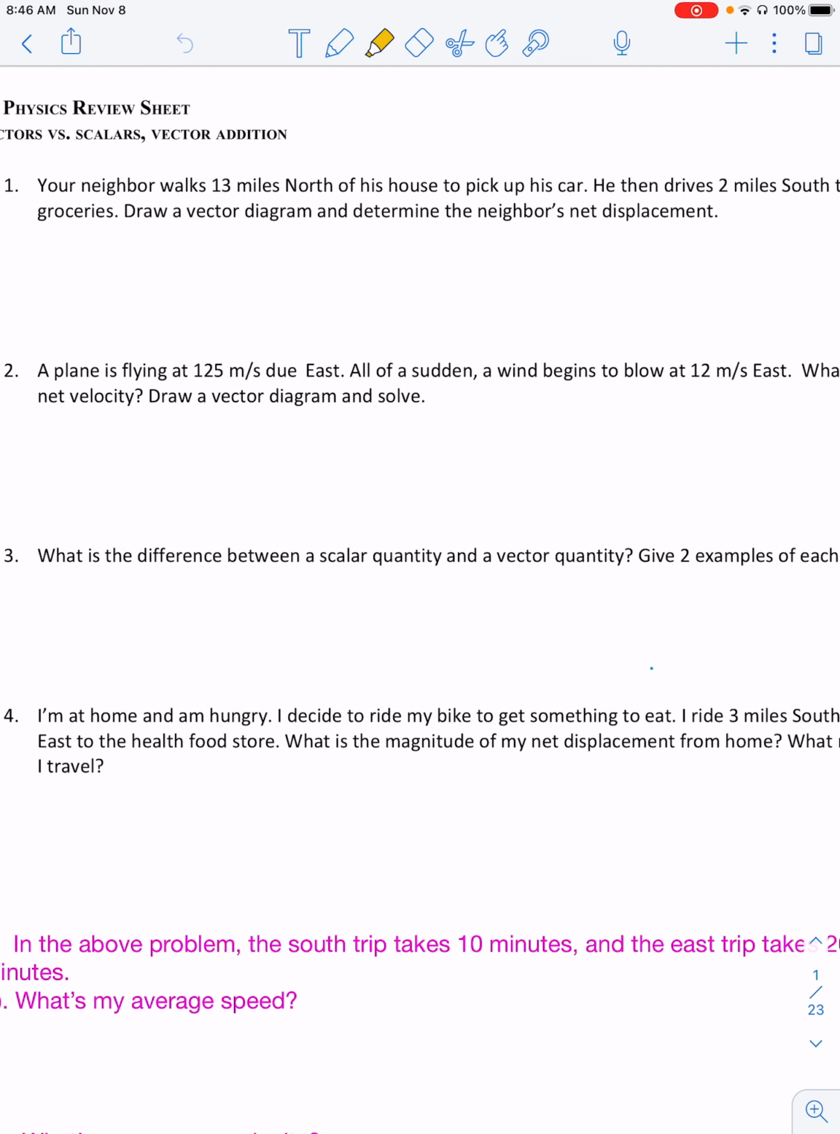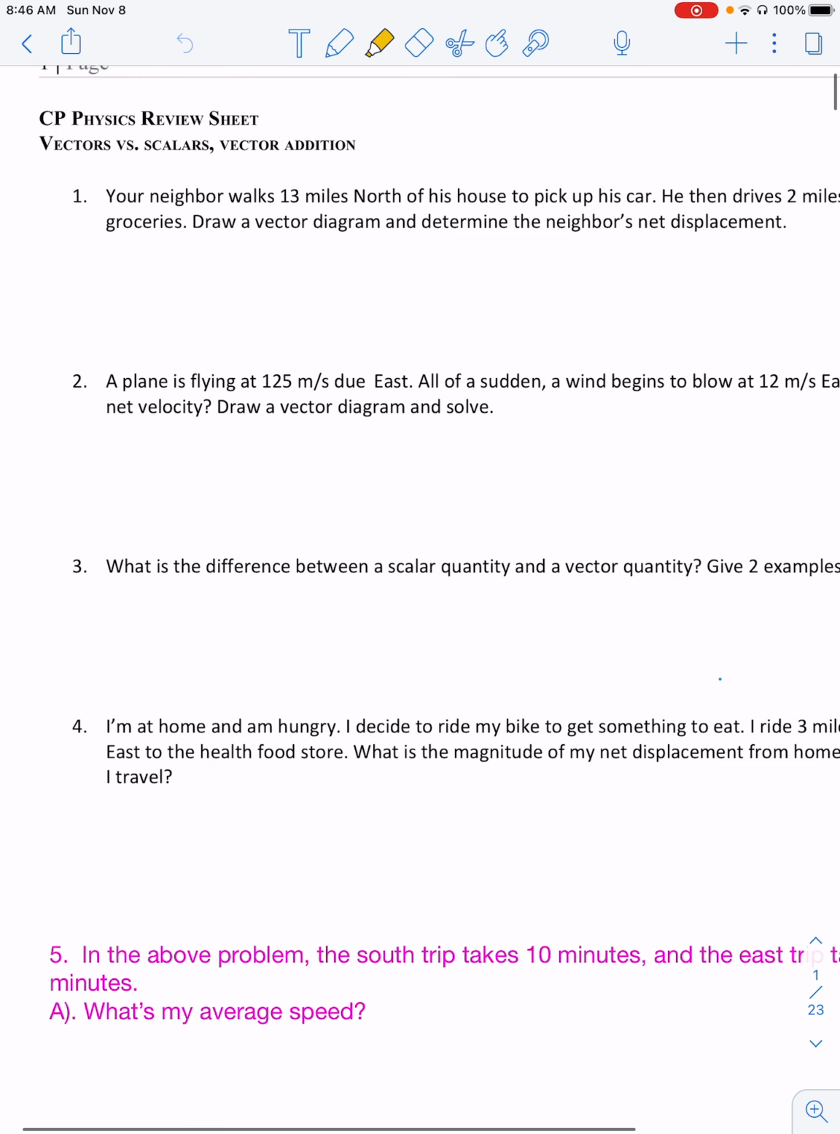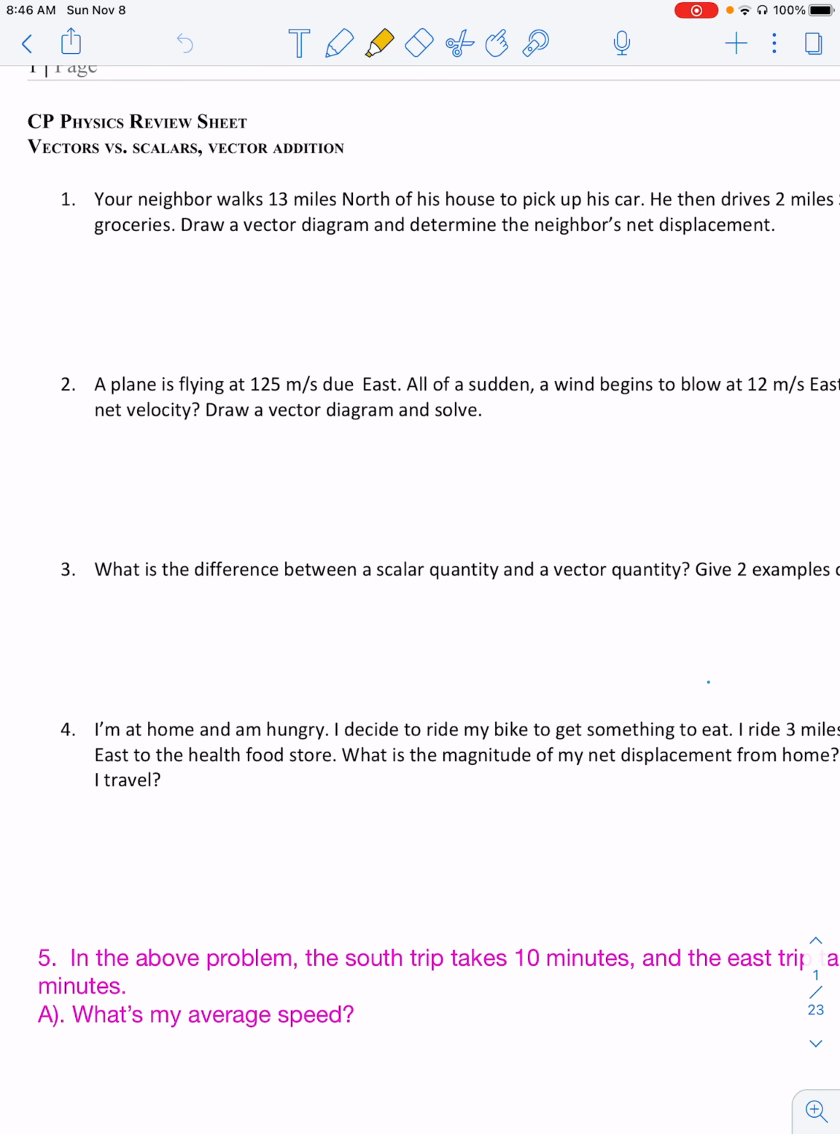Okay, you can find this review sheet in the last module on Canvas. Okay, so first section I want to talk, these are in chronological order.